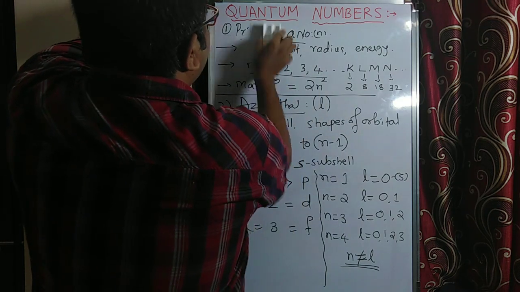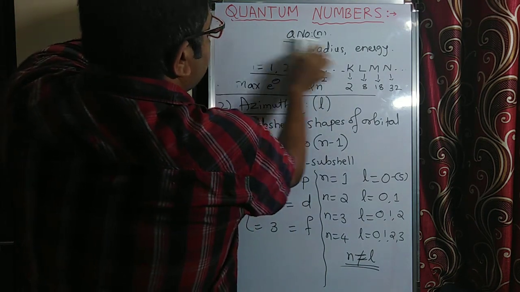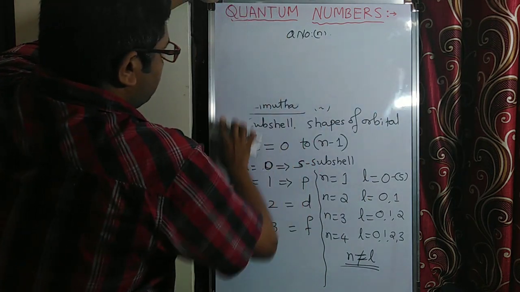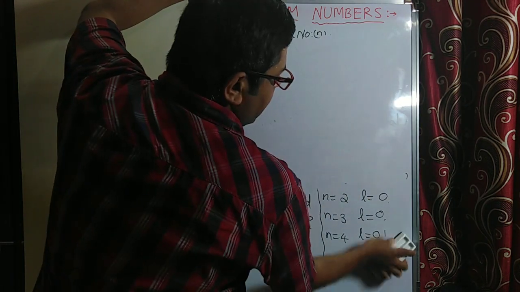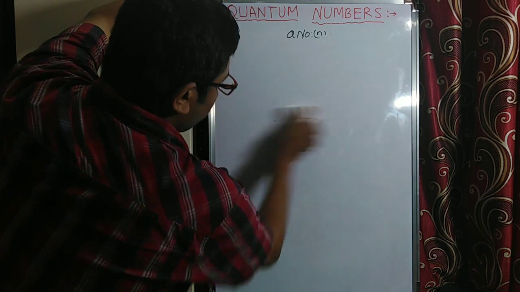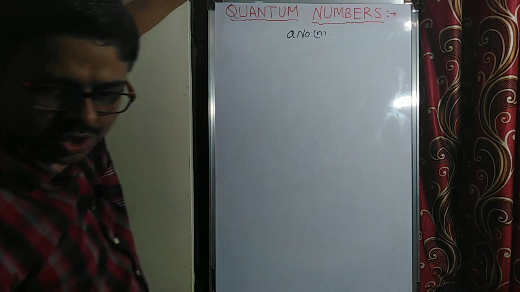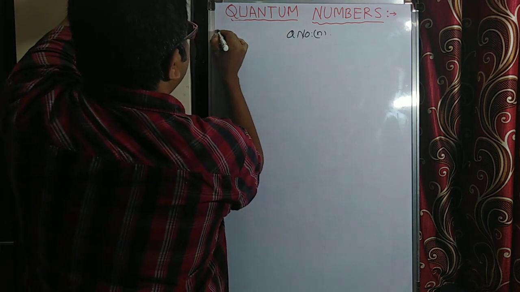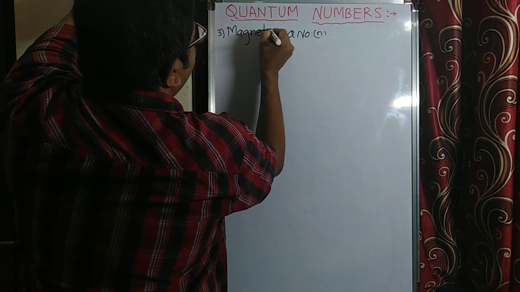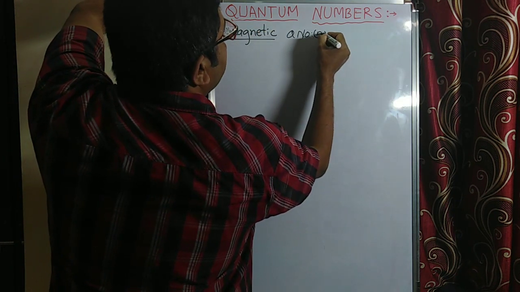Let's move to the next quantum number, that is the third one, the magnetic quantum number. So remember, the magnetic quantum number indicates the orientation of the orbital. What does it indicate? The orientation of the orbital. Fine. The third one, the magnetic quantum number. Remember, the magnetic quantum number is m.